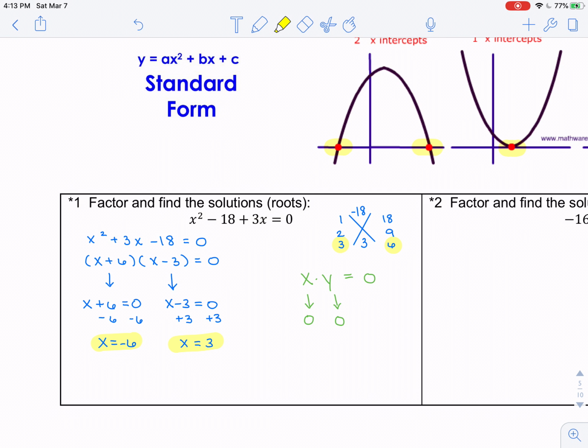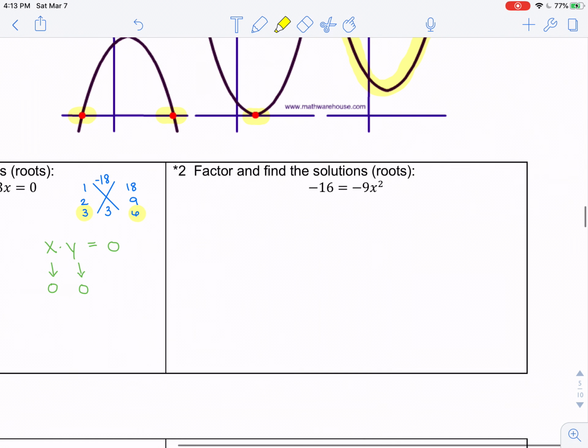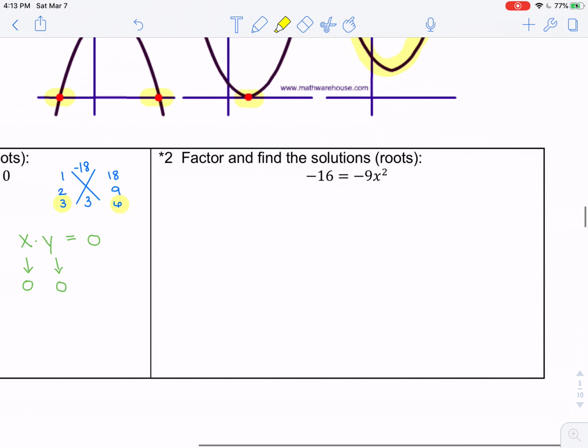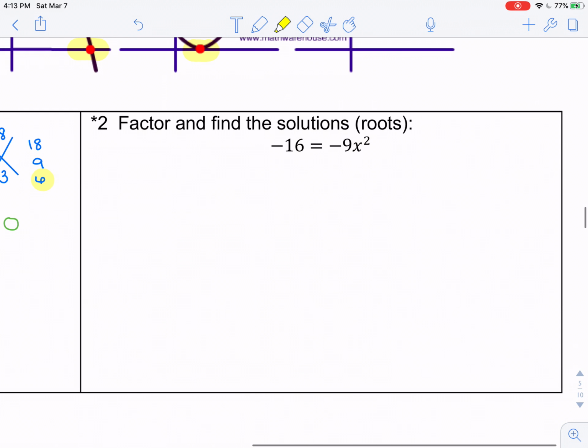Going over to question 2 now. And we are going to notice that this one is not set up quite right. We need to move things over to the left side. So the first thing I'm going to do is add 9x squared back over to this side of the equation.